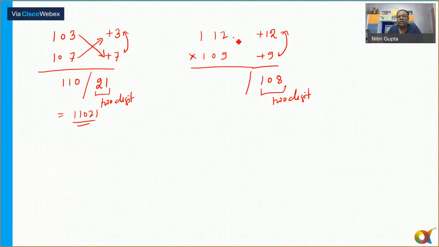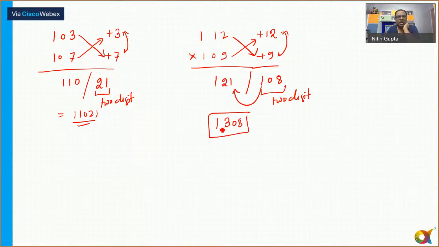Now you can add 112 plus 9, which is 121, or 109 plus 12. Both will always give you the same value. So 112 plus 9 is 121, and the third digit gets added here. So the answer is 12208. Now this is the case where both numbers are greater than 100. Now, where do we need all these things?